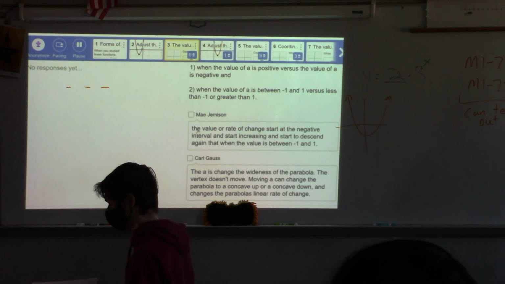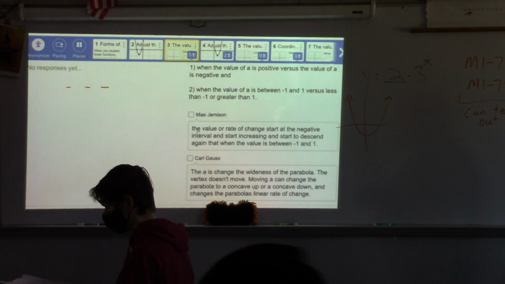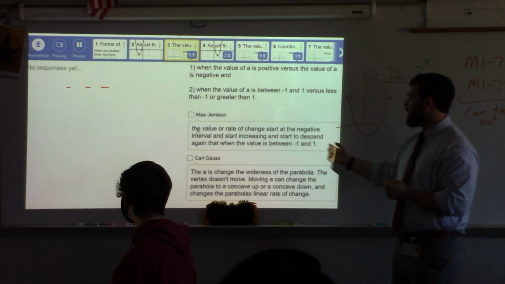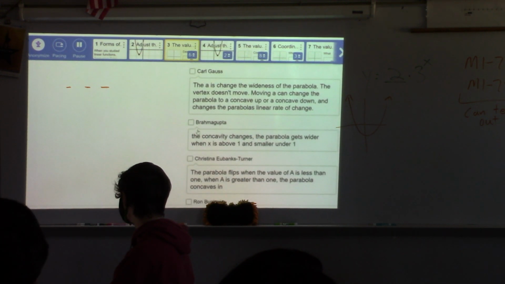So yes, we need to be looking at vertex form, but I'm talking about the characteristic. Okay, so x-intercept, any other ideas? The vertex? Maybe concavity? Alright, so let's look at y'all's responses. Alright, so the value or rate of change starts at the negative interval and starts increasing. Okay, so we see some ideas about increasing versus decreasing.